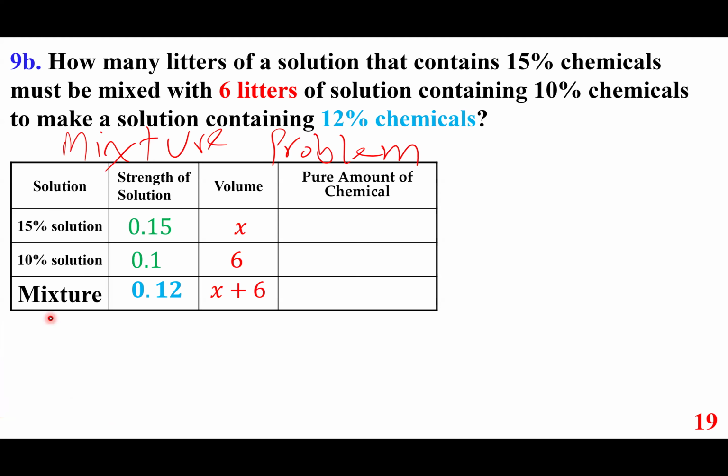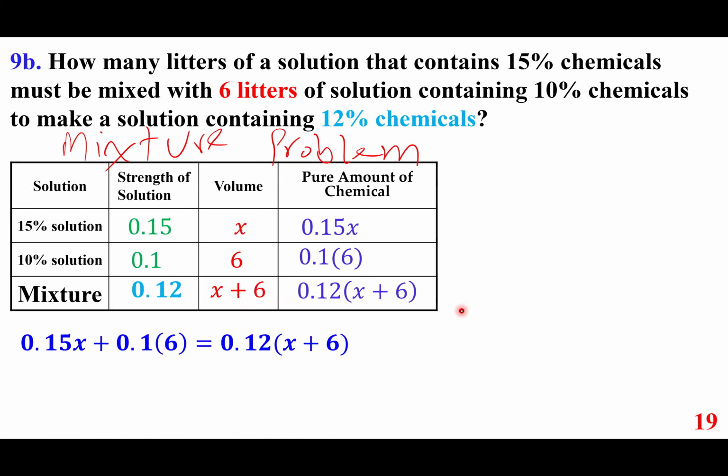All right, so what happens? Well, this column would be the product of these two because this is the pure amount, or the actual amount, of chemical. If something is 15%, only 15% of the volume is pure amount. So 0.15 times X goes here. 0.1 times 6 goes here. 0.12 times the sum of X plus 6 goes right then and there, which gives this simple equation that this one plus this one must be this last column. That's all we need because we have one variable.